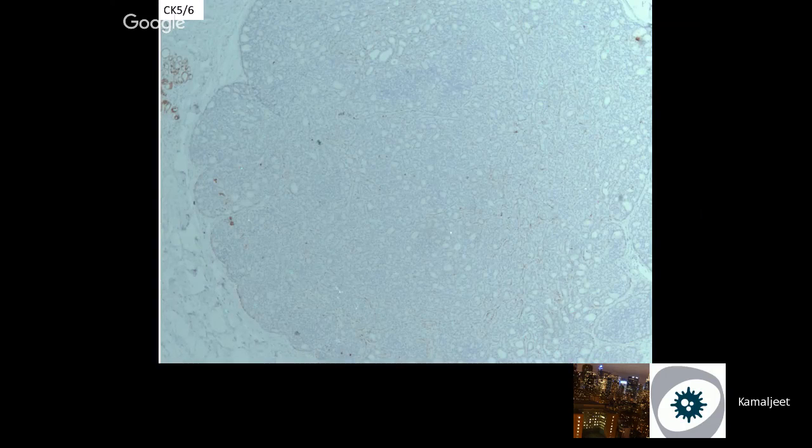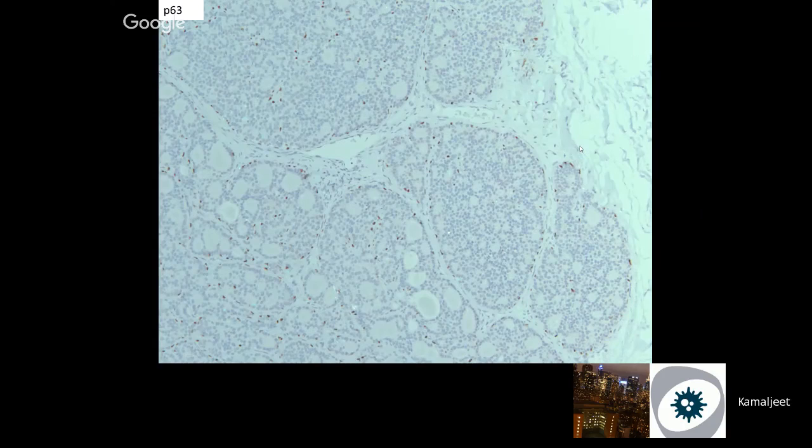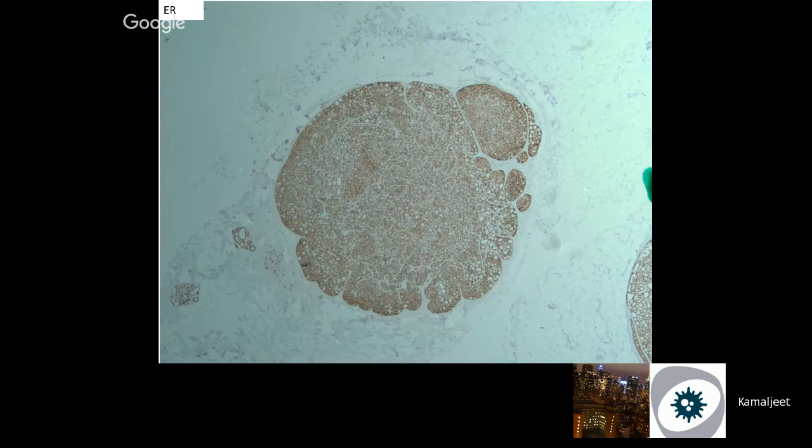CK5/6 is almost negative. There's some focal staining, but in the entire lesion, it's totally negative. There's the myoepithelial stain, P63. It's a nuclear stain, and you see there are some residual myoepithelial cells. However, in the center of the proliferation, there are none. So this would make it atypical. And ER is strongly positive in the lesion. So this is atypical; you can call it an atypical papilloma, but the right diagnosis is papilloma with at least ADH. Now, does it make it to DCIS?